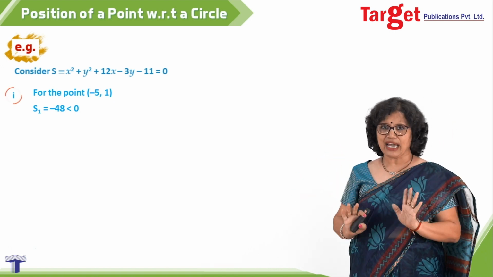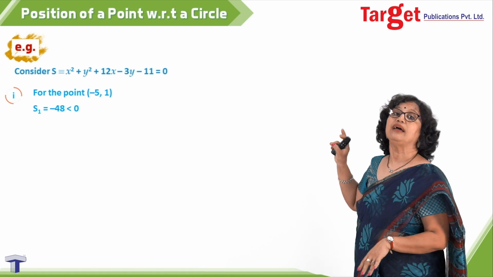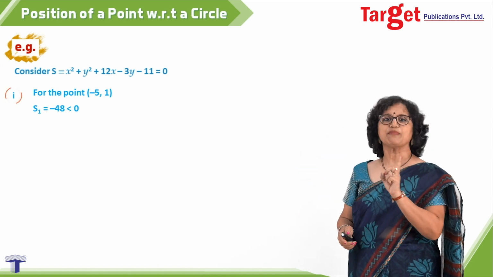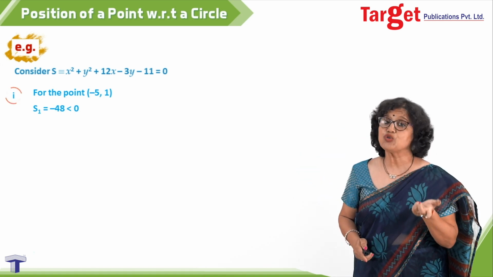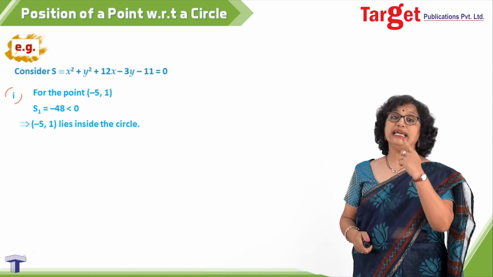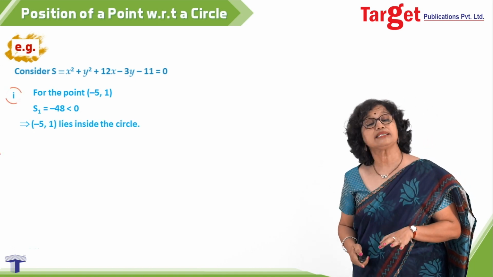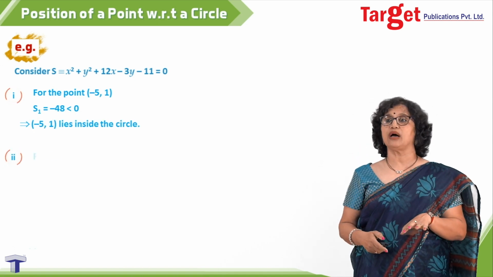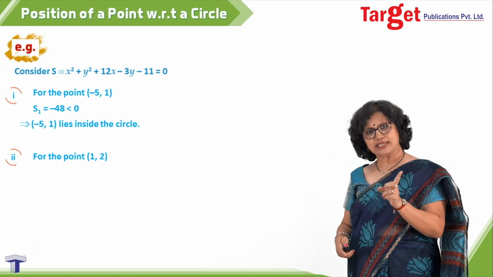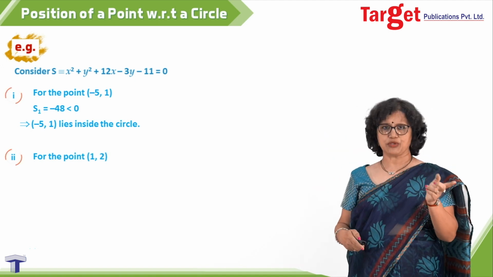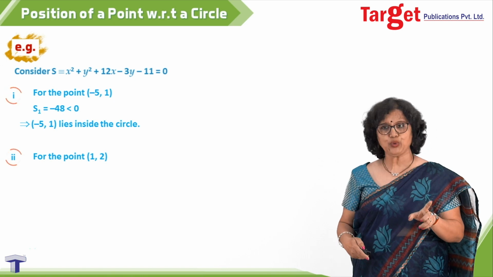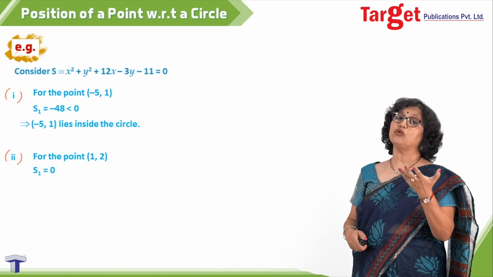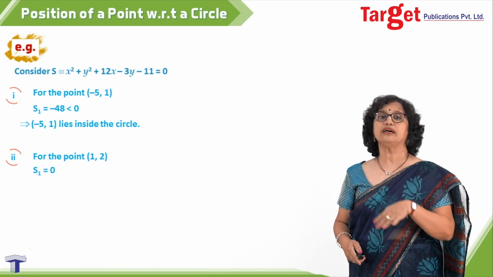The actual working I have not shown. You can try on your own and check. S1 is -48, which is negative. So where does the point lie? The point lies inside the circle. Now let us take one more point, which is (1, 2). Again do that similar exercise. In place of x, you substitute 1. In place of y, you substitute 2 and get S1. And that turned out to be 0, meaning the point is on the circle.